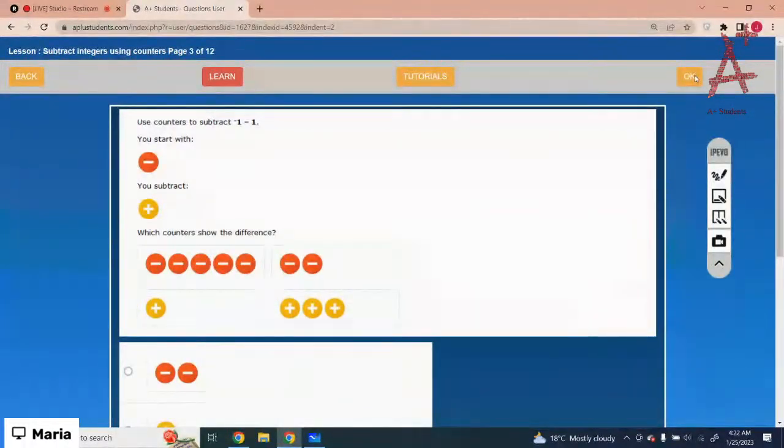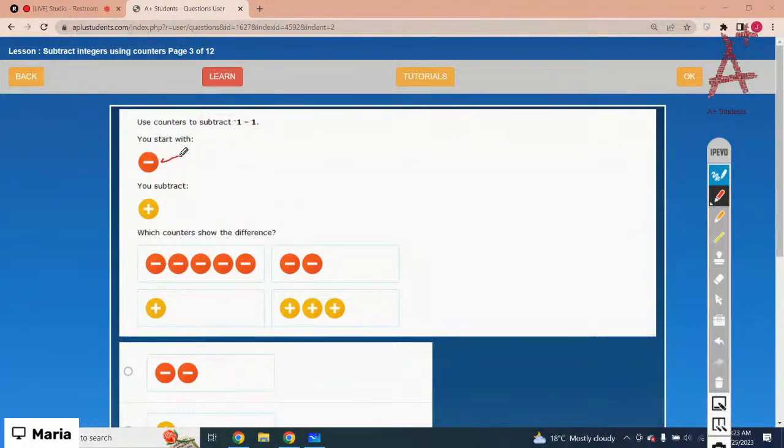Okay, the next one is use the counters to subtract negative 1 minus 1. Got it? So here you don't have the positive counter. That would be the first row. You don't have any positive counter in the first row. So add a positive counter, and to make a balance, add a negative counter as well. Got it? So positive and positive cancel out each other, and you're left with two negative counters. So this will be the correct option. Got it?